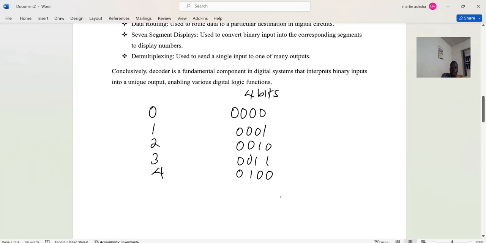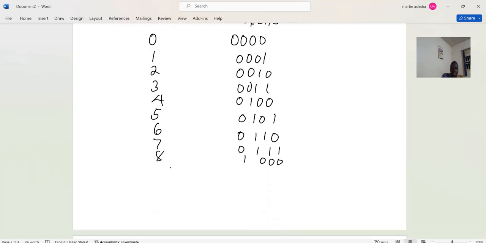Let us see if it is 5. If it is 5, then we are going to have 0, 1, 0, 1. If we have 6, then it is going to be 0, 1, 1, 0. If it is 7, then it is going to be 0, 1, 1, 1. If it is 8, then it is going to be 1, 0, 0, 0. Then what about if it is 9? If it is 9, then it is going to show us 1, 0, 0, 1.